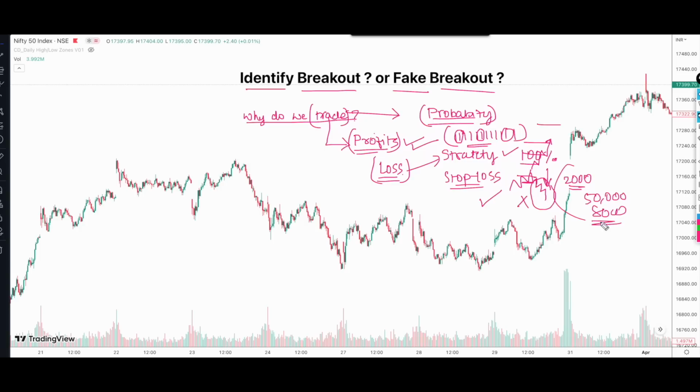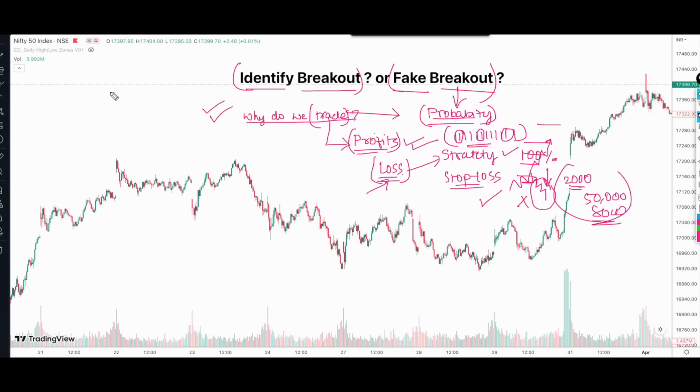This is how many people lose their money in the stock market. Now, why am I speaking about profit, loss, all these things? Because identifying a breakout or false breakout is also a probability. The sooner you realize this, you will start making very good profits in the market.